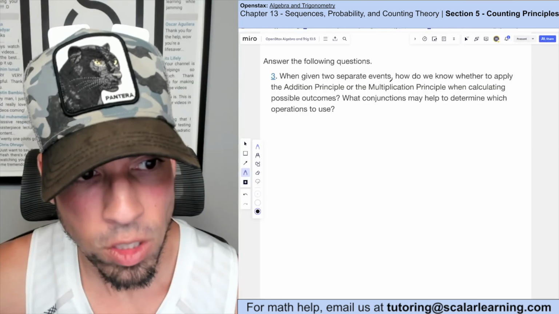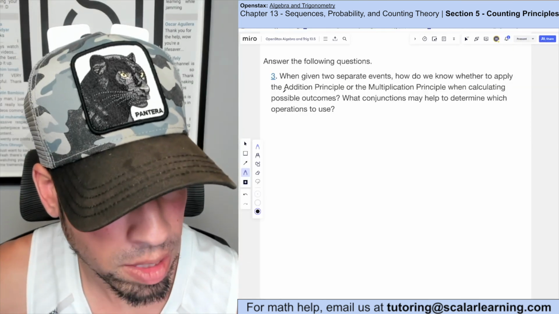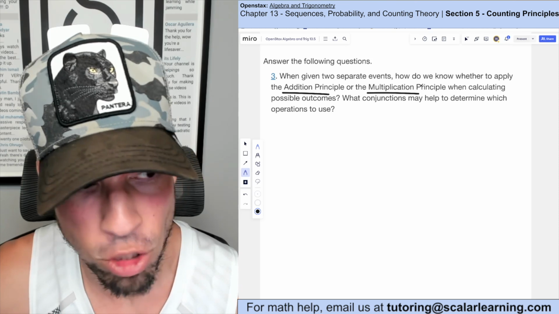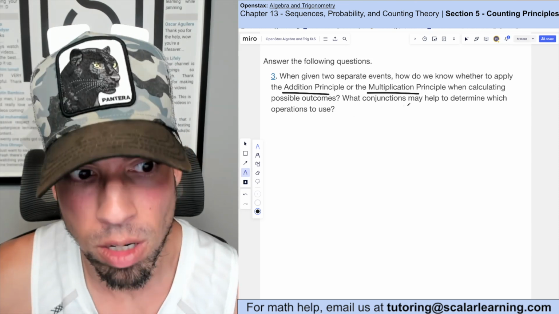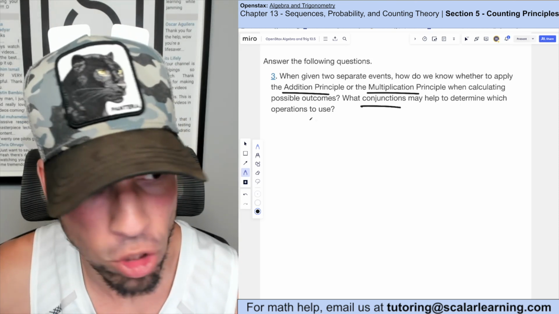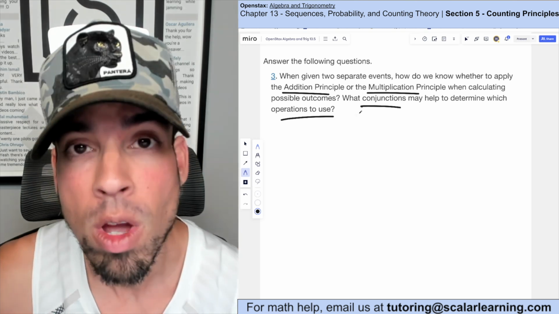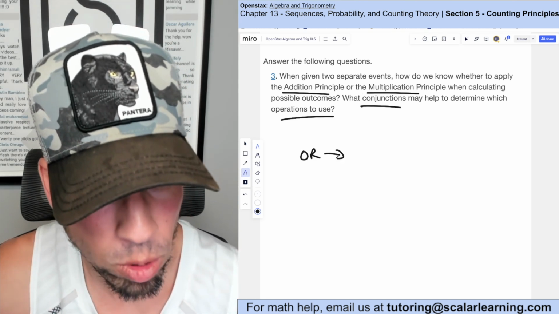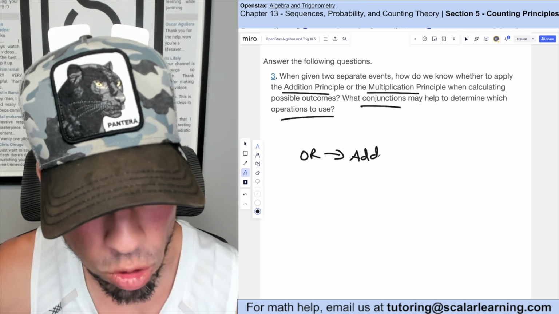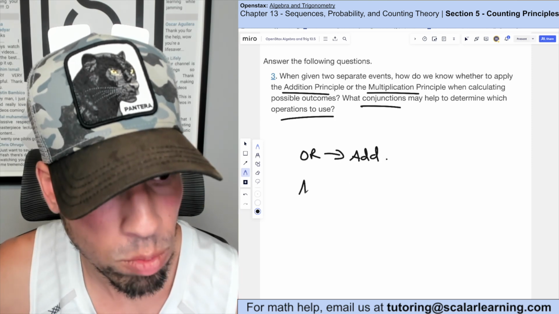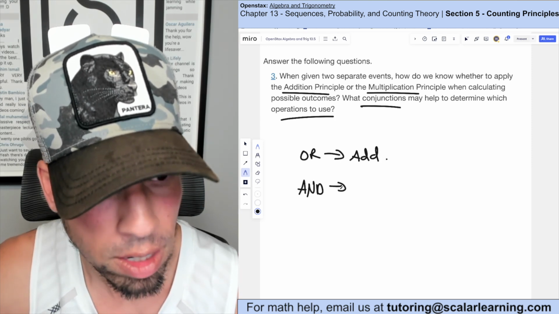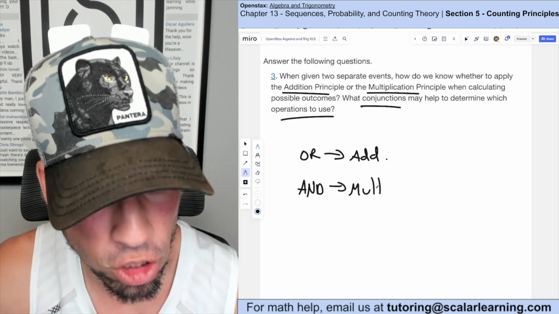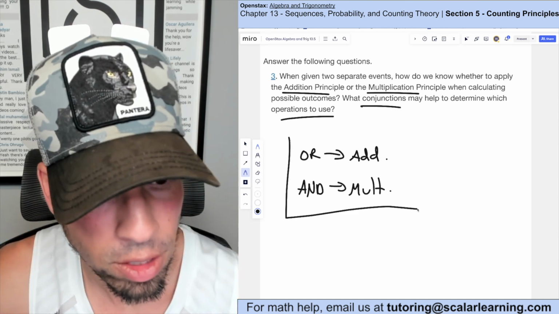Done. When given two separate events, how do we know whether to apply the addition principle or the multiplication principle when calculating possible outcomes? What conjunctions may help determine which operation to use? The addition principle should be thought of when you see or. Then we're talking about the addition principle. And when we see the word and, now we're thinking multiplication principle. And that is how you do it.